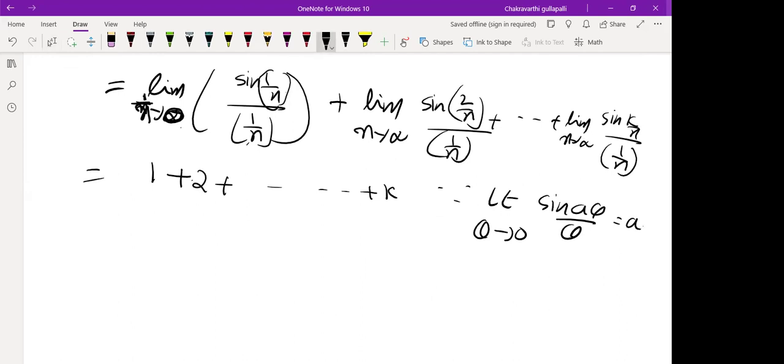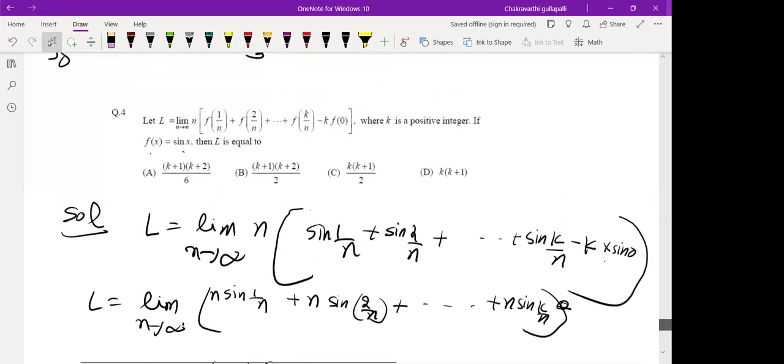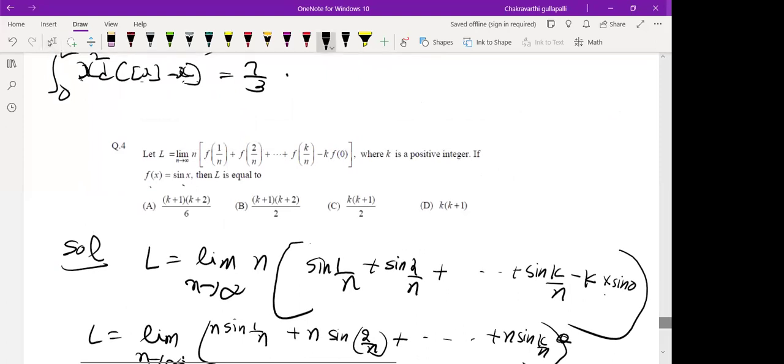So instead of theta, we are having 1 by n. Here 2 by n by 1 by n, a is 2, a is k, and so on. This is nothing but a summation formula: k into k plus 1 by 2, summation k. So this is the answer. That's it. I feel so happy looking at this.